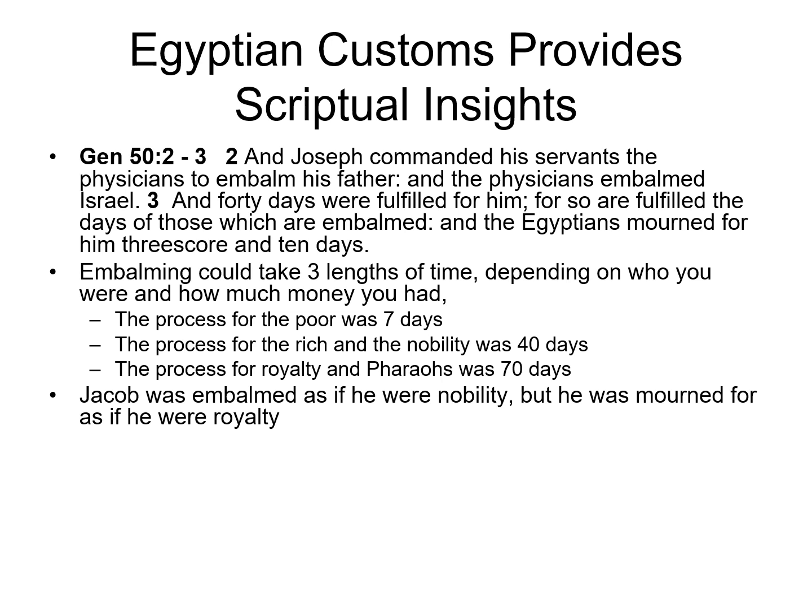So embalming in Egypt could take any of 3 lengths of time, depending on who you were and how much money you had. For the poor and the commoners, the embalming process was 7 days. For the rich and the nobility, it would be 40 days. And for the pharaohs and the royalty, the process was 70 days. So we see that Jacob's embalming process was the same as it was for the rich and the members of the nobility. However, he was mourned as if he were royalty.